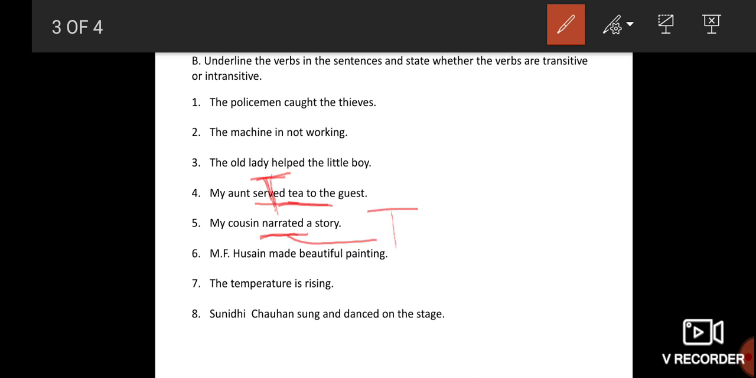Next sentence, M.F. Hussain made beautiful painting. Made. This is again a transitive verb. Why? Because made also requires an object. And what is the object? Beautiful painting.